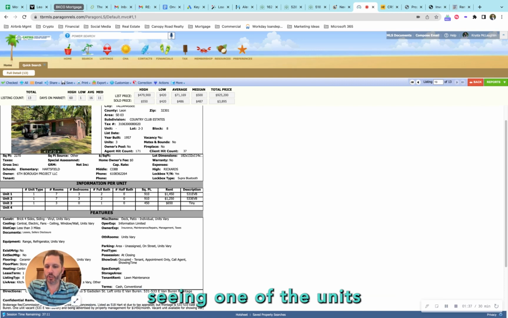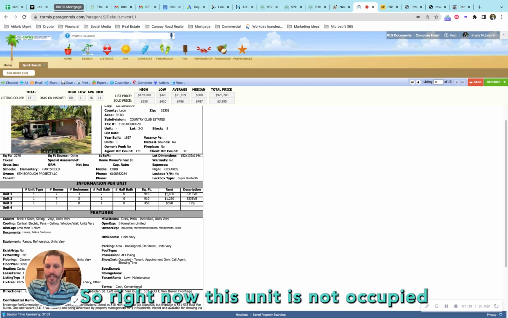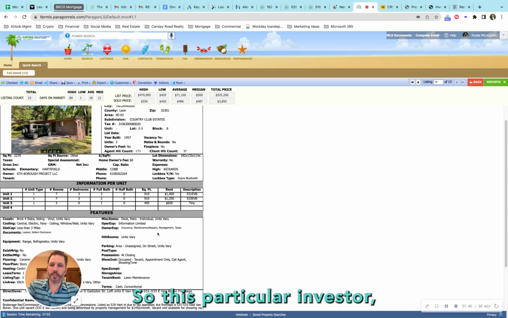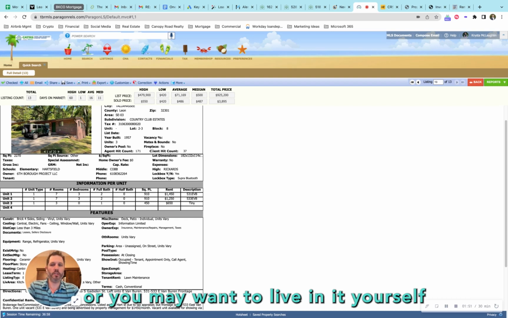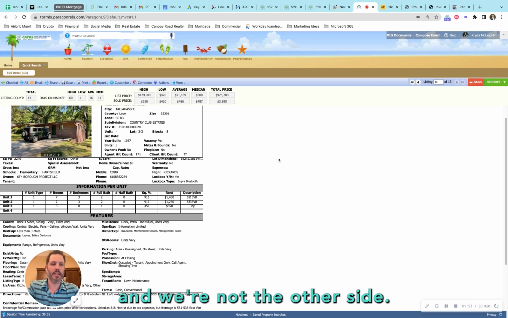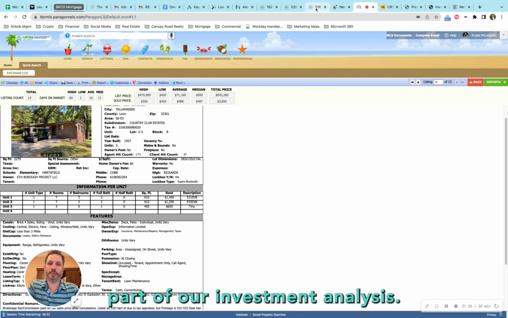Seeing one of the units is currently advertised for rent. So right now, this unit is not occupied and it's being managed. So this particular investor, they've got management costs. You may want to manage this yourself, or you may want to live in it yourself when we're on the other side. Ultimately, that's going to be part of our investment analysis.